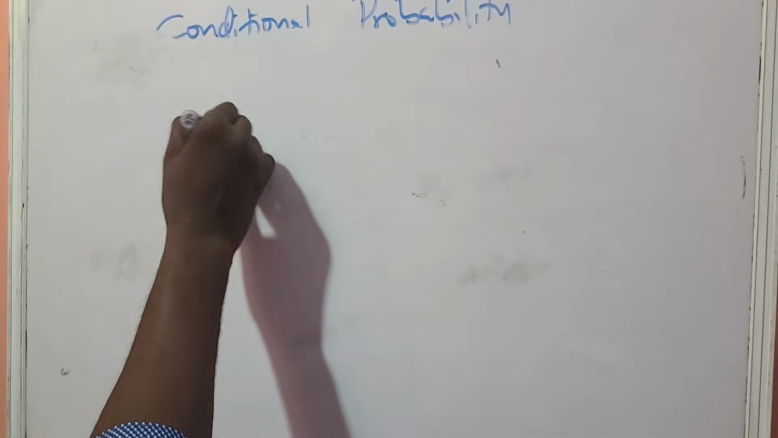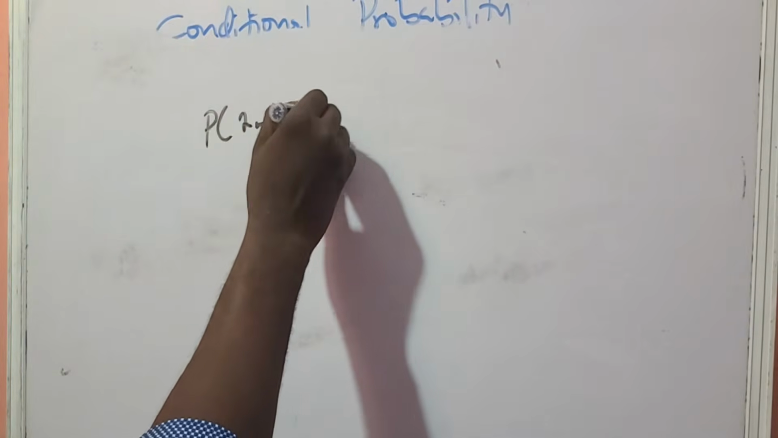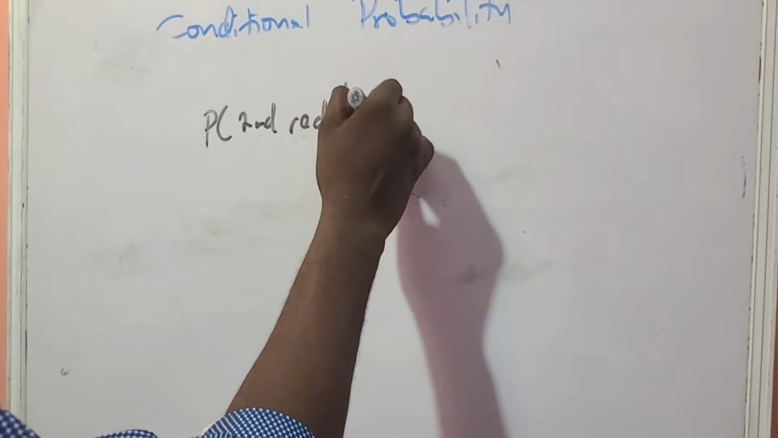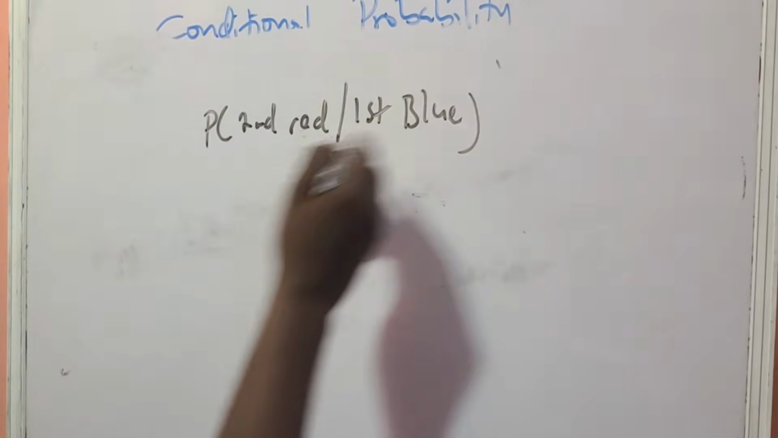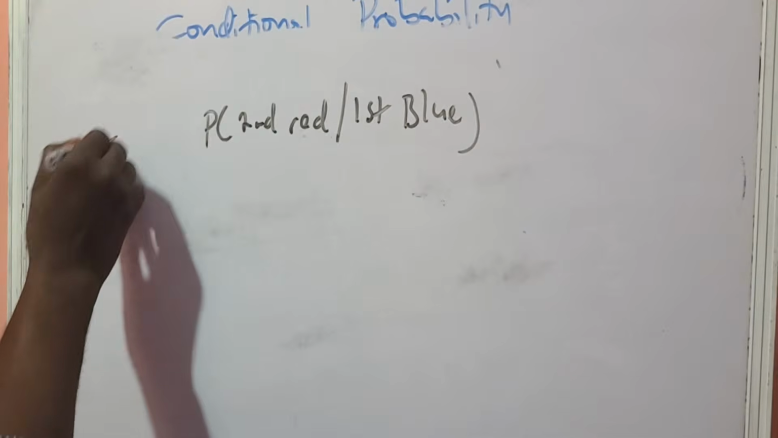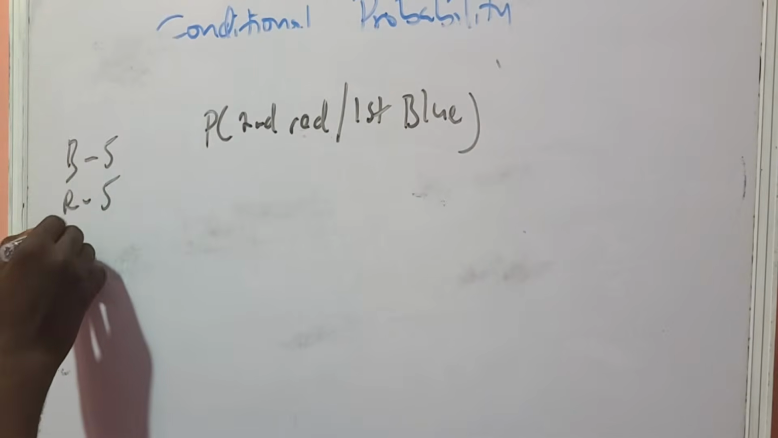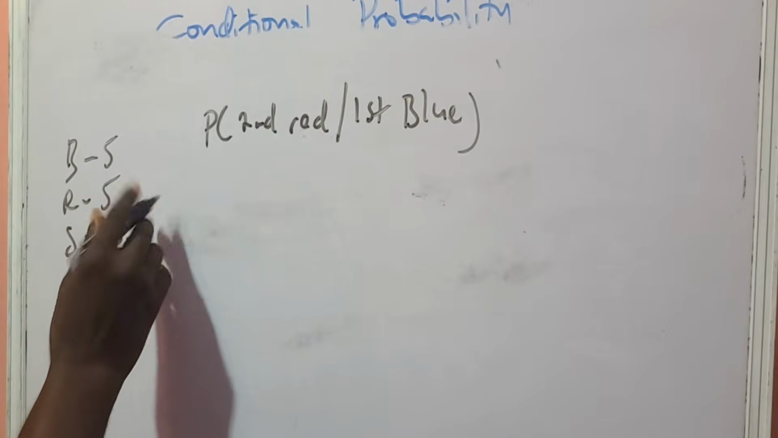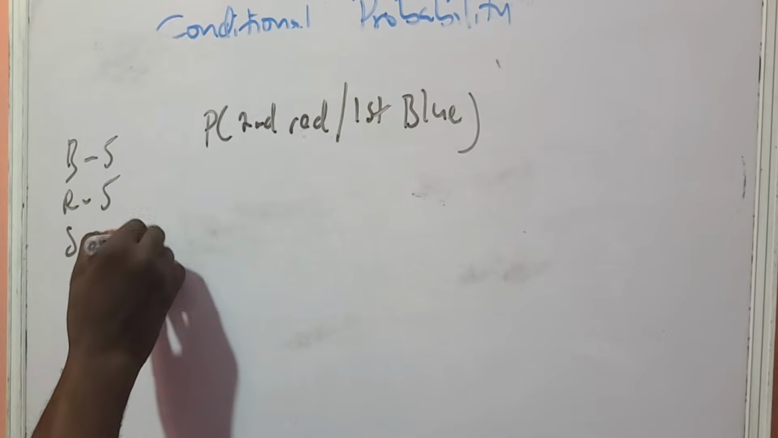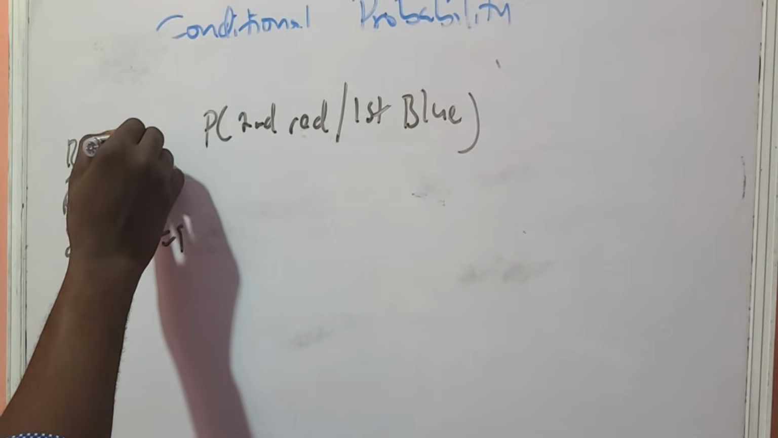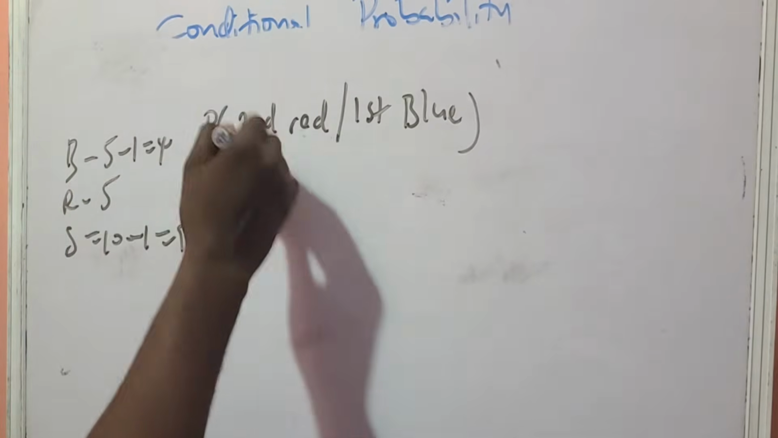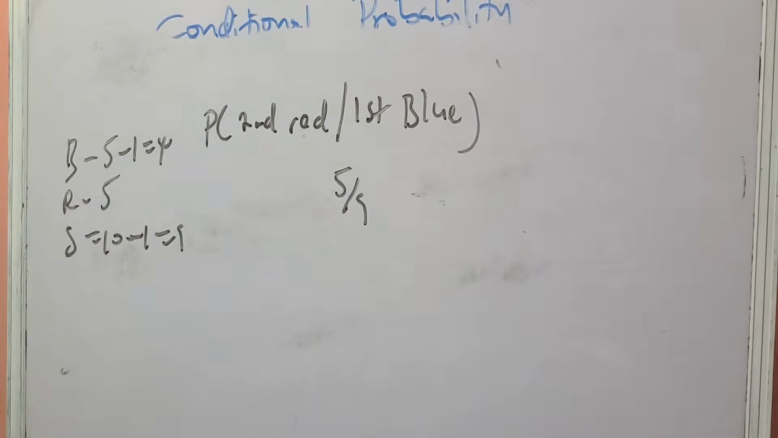Probability that the second was red, given that the first was blue. Of course, 5 red, 5 blue, right? Total sample 10. When you pick the first as blue, you are left with 9. You are left with 4 blue here, but you are picking red, so it's 5/9. Nobody is confused there, right?